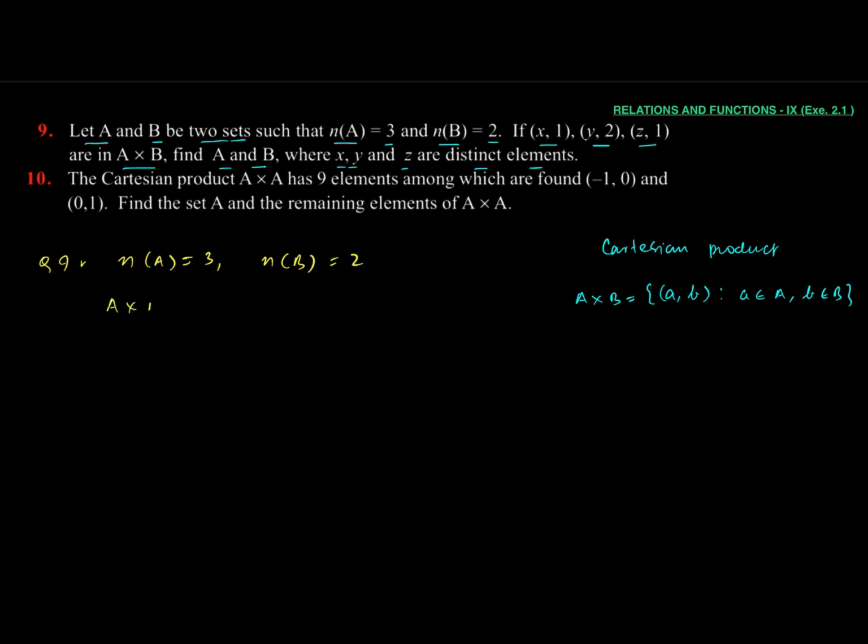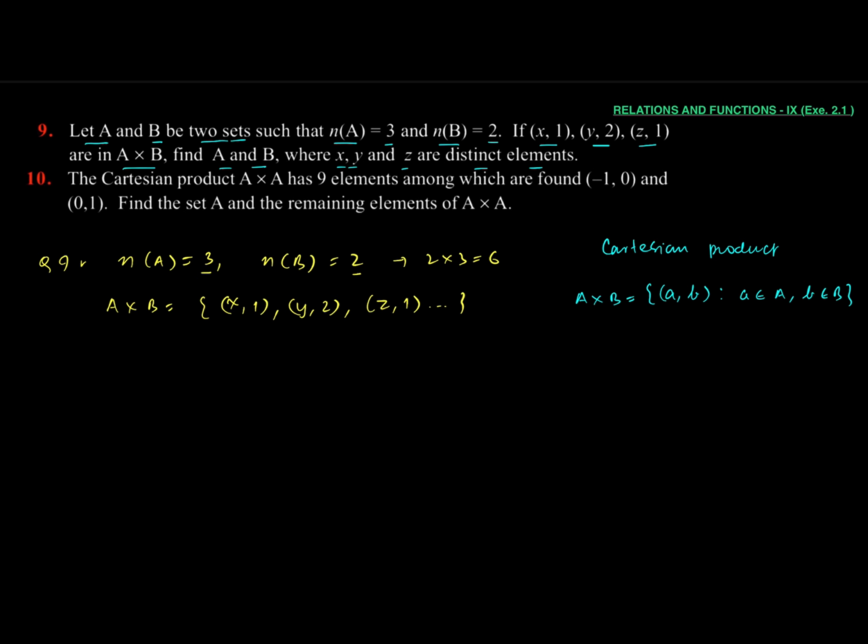And it's also given that A cross B contains elements (x, 1), (y, 2), (z, 1) with some other elements. As we know, A cross B will have 6 elements, since set A has 3 elements and set B has 2 elements. So the total number of elements in this case will be 2 times 3, that is 6. Here only 3 elements are given, and from these 3 elements we'll have to find whatever set A and set B will be.